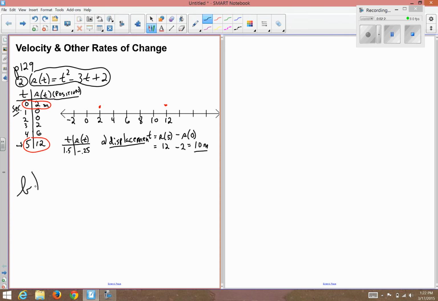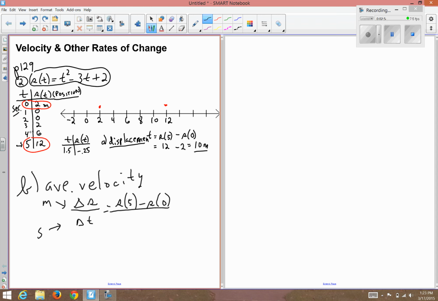Part B says find the average velocity during the first 5 seconds. The phrase average velocity means the change in the position, that's in meters, divided by the change in time, that's in seconds. Numerator is meters, denominator is seconds. The change in S is what we just did in part A. The change in time is just the 5 seconds minus the 0 seconds.